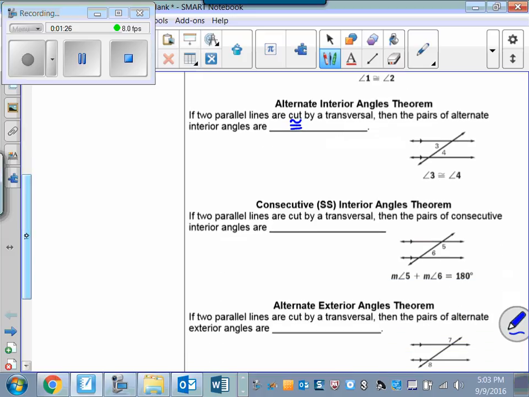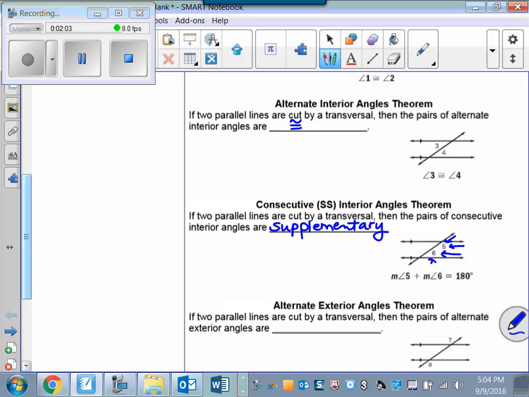What do you think about consecutive interior angles? So look, angles 5 and 6 here. You think those are going to be congruent? I don't think so. I can just tell from looking at my picture that angle 6 here is an acute angle and angle 5 here is an obtuse angle. So the relationship between the consecutive interior angles is that they are supplementary, which of course, as you remember, means the sum of their measures is 180 degrees.